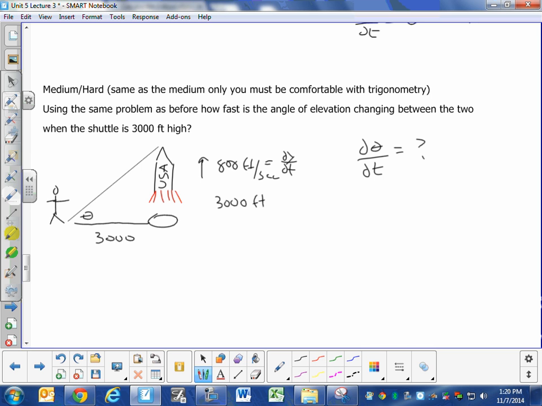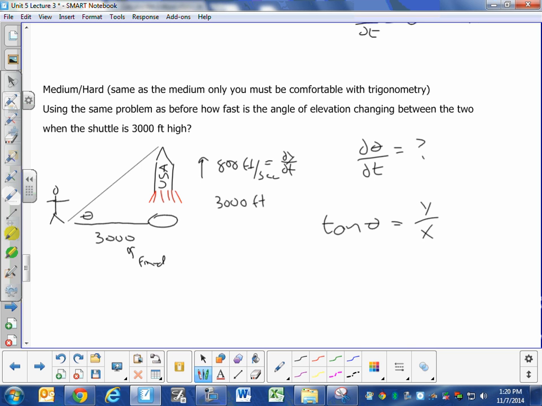Well, I'm not going to use d squared equals x squared plus y squared, because when I take the derivative of that, I don't have a theta. I don't have a d theta/dt. So what should I use? Let's use tangent. Let's use sine. Let's use cosine. In this situation, I have an opposite side that I'm given, a y, at a specific moment, and I have an x that's fixed at a moment. Let's use tangent. Tangent of theta is equal to y over x, opposite over adjacent.